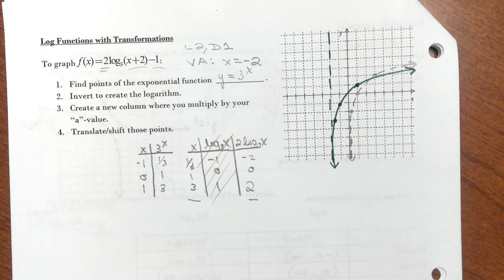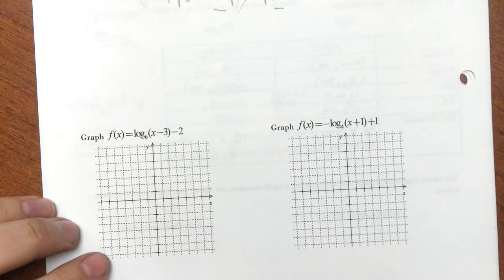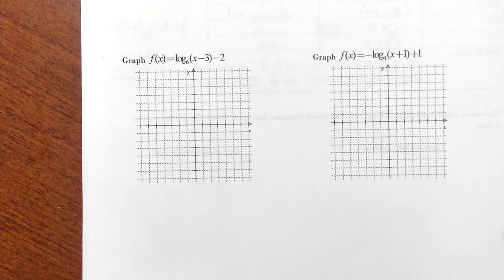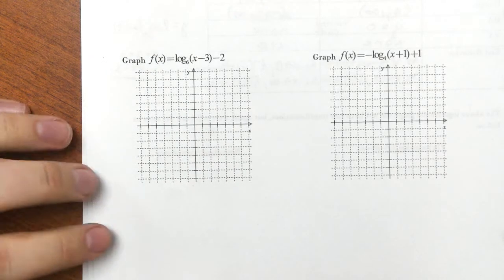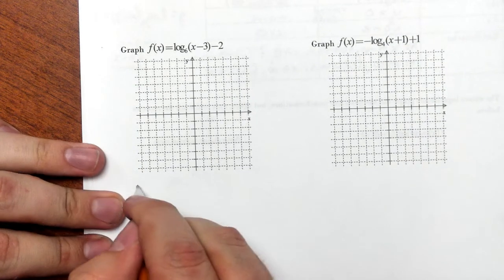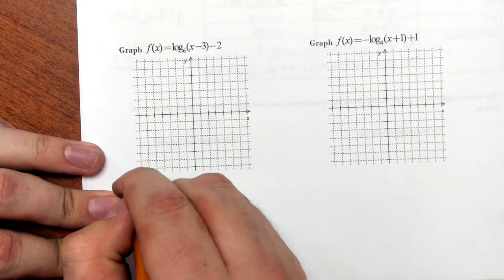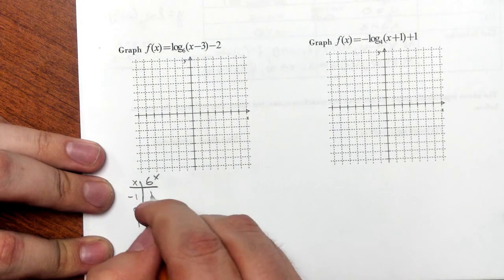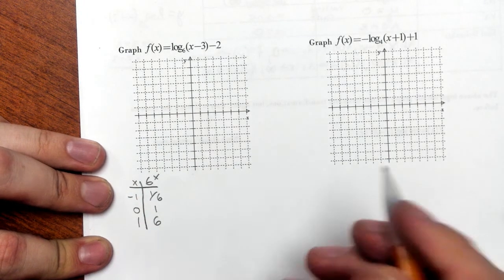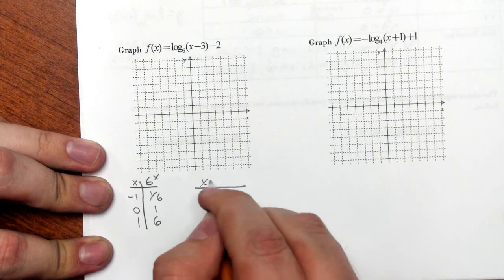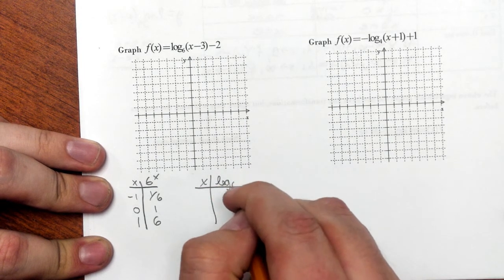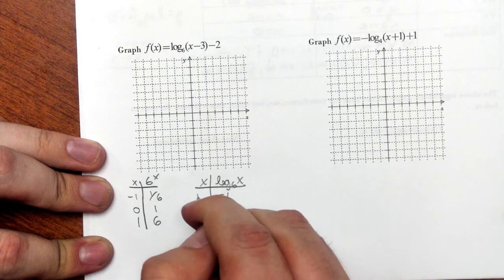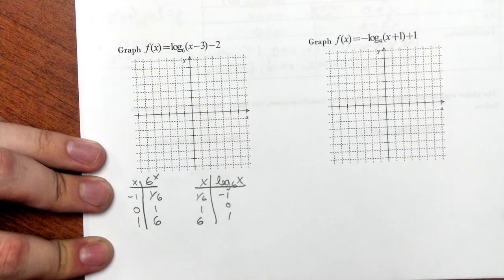All right, I'm trying to do a couple more here. So next up, I have the log base 6 of x minus 3, minus 2. All right, so again, I'm going to need a couple tables. X and 6 to the x: -1, 0, and 1, powers of 6, I get 1/6, 1, and 6. And then I invert these points to make the logarithm of base 6. So -1, 0, and 1, 1/6, 1, and 6.